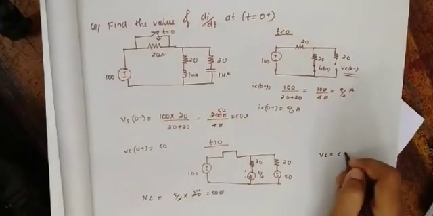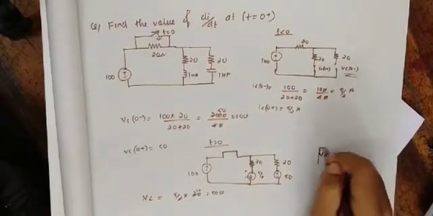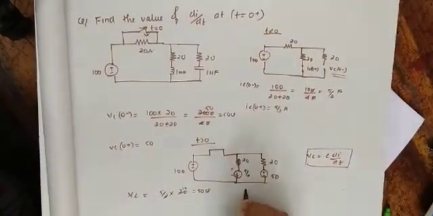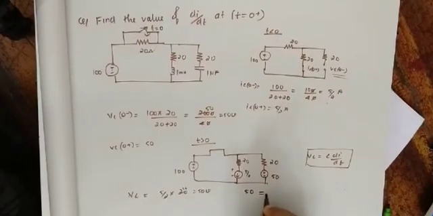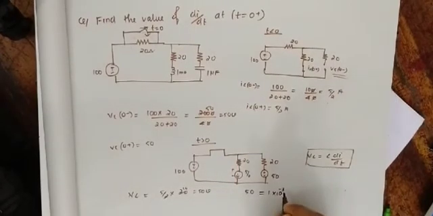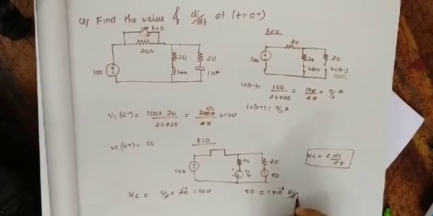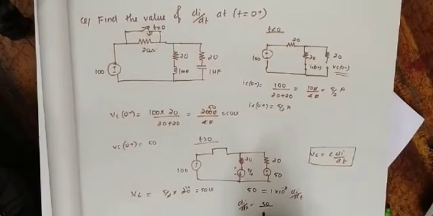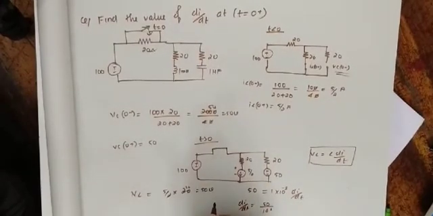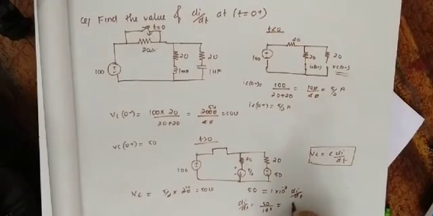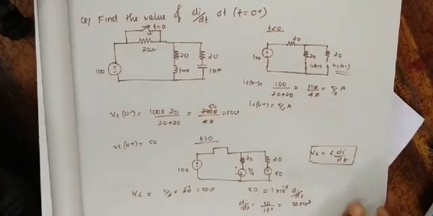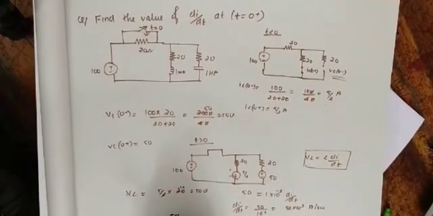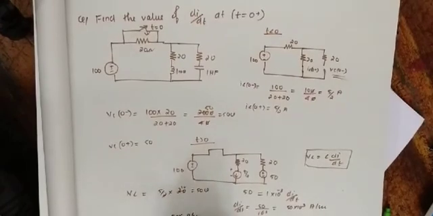We know that VL, the voltage across an inductor, is equal to L into di by dt. This is the formula for finding the voltage across an inductor. Applying that, we get 50 equal to, instead of L, we have 1 millihenry, 1 into 10 raised to minus 3, into di by dt. We have to find di by dt only. So di by dt will be equal to 50 divided by 10 raised to minus 3, or 50 into 10 raised to 3 ampere per second, which is equal to 50 k ampere per second. So this is the answer.